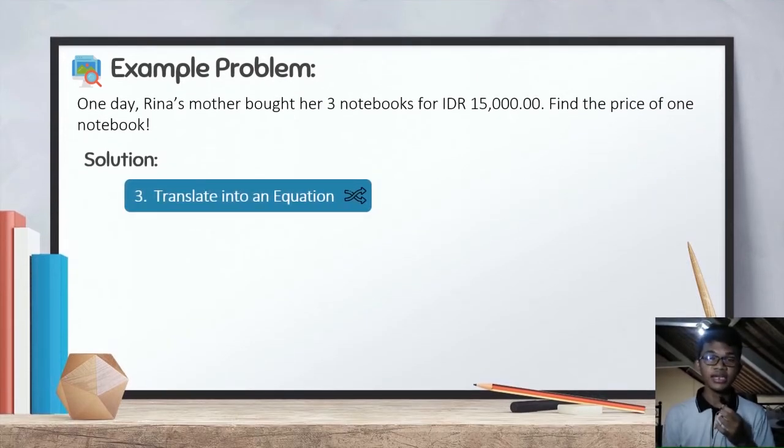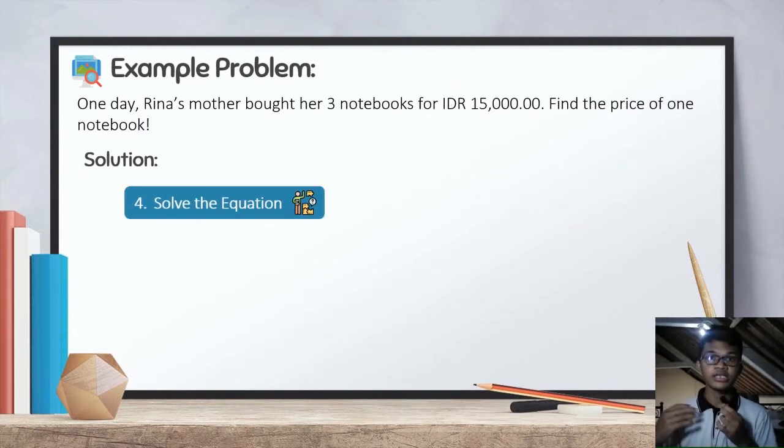Step 3. Translate into an equation. Use the relationships among the known and unknown quantities to form an equation. From the example problem, we know that the total price of 3 notebooks is 15,000 Indonesia rupiah. For your information, in writing the equation, we may not write the units of the information. So, the equation of the problem can be written like this: 3x = 15,000. This equation determines the price of one notebook, which is x Indonesia rupiah.